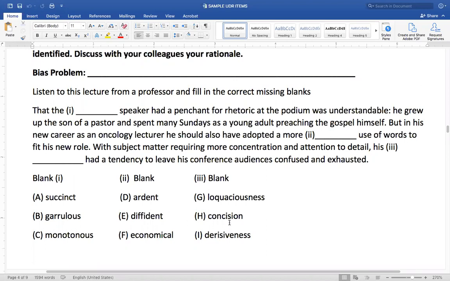Another thing is testing vocabulary. So look at the vocabulary. So seeing garrulous, monotonous, blank, ardent, diffident, economical, blank, loquaciousness, concision, derisiveness. So very complex vocabulary. So I see also definitely language and vocabulary bias. So language appropriateness, language vocabulary.